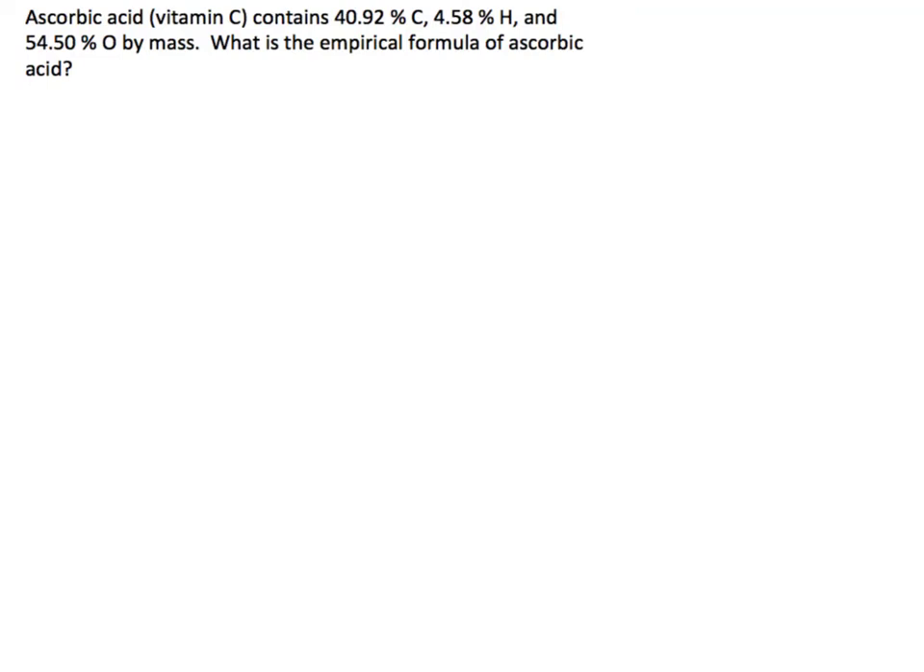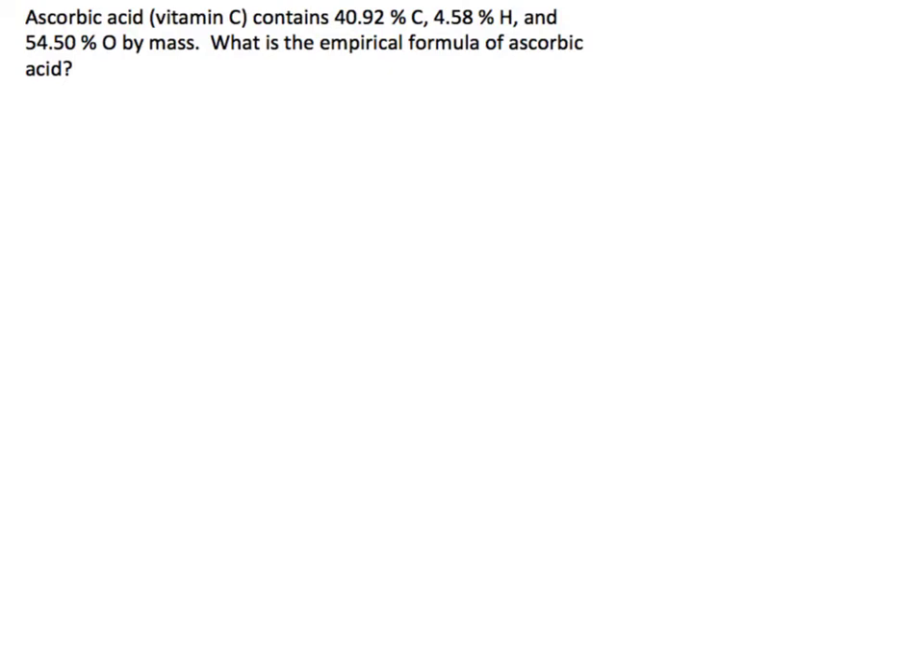Alright, this is practice problem 3.15. Ascorbic acid, which is also known as vitamin C, contains 40.92% carbon, 4.58% hydrogen, and 54.50% oxygen by mass. What is the empirical formula of ascorbic acid?